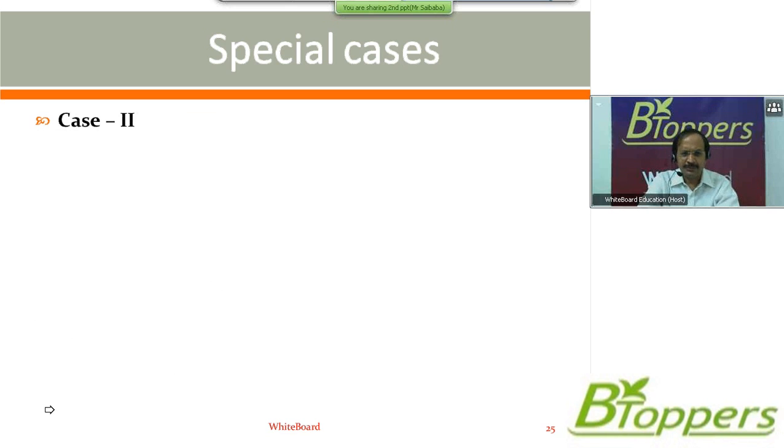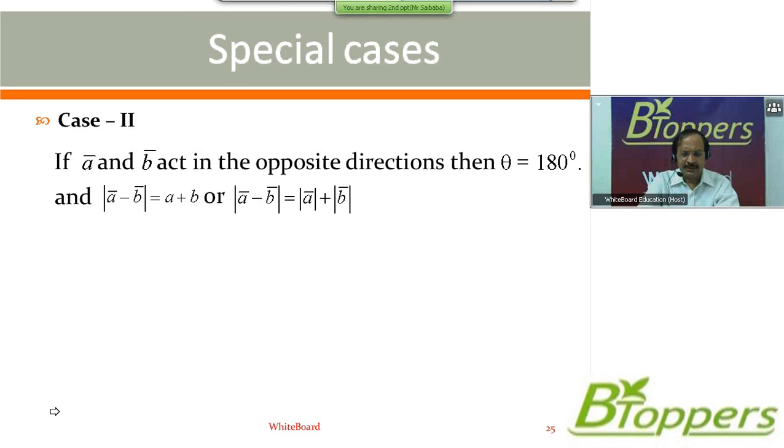Coming to case 2. If A bar and B bar act in the opposite directions, then the angle between the two vectors A bar and B bar will be 180 degrees. So substitute theta equal to 180 degrees in the general equation for mod of A bar minus B bar. You get mod of A bar minus B bar equal to A plus B. Or modulus of A bar minus B bar, you can write mod of A bar plus mod of B bar.